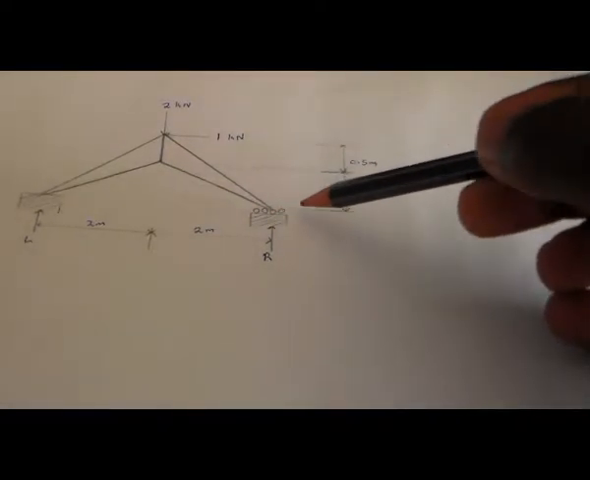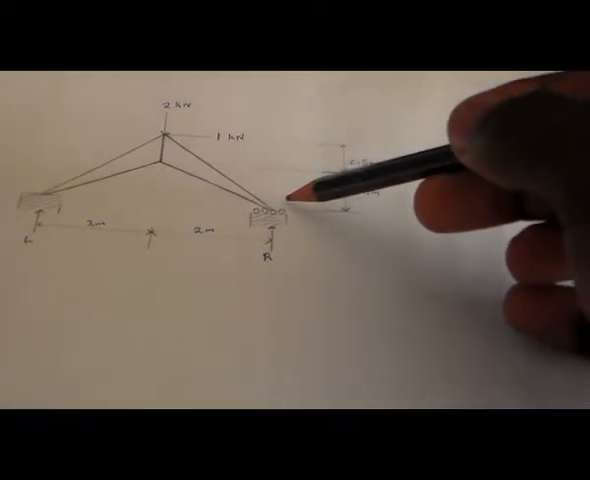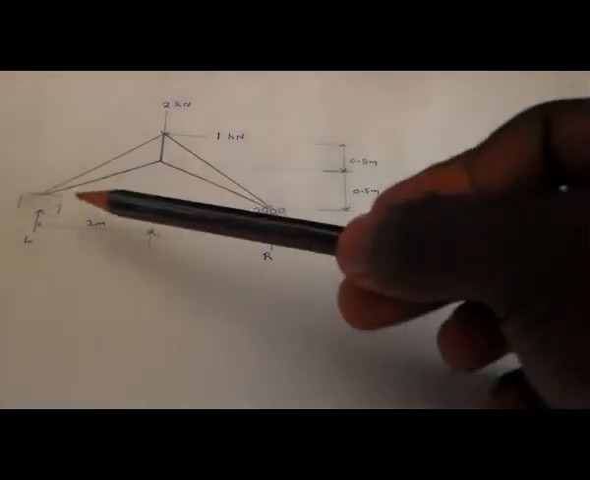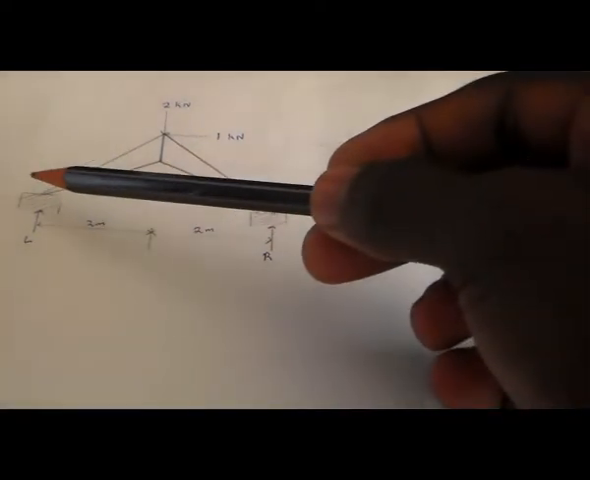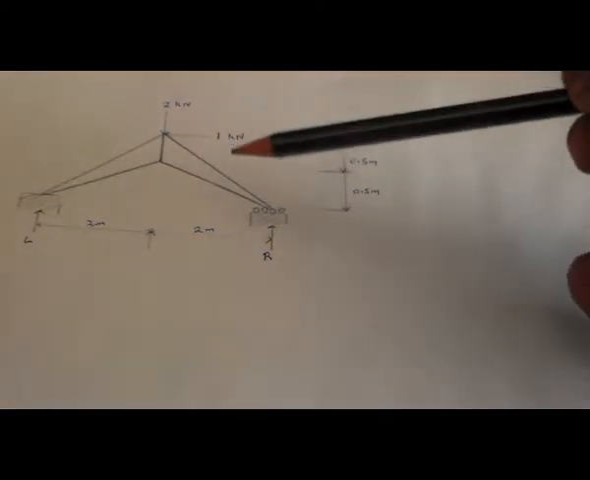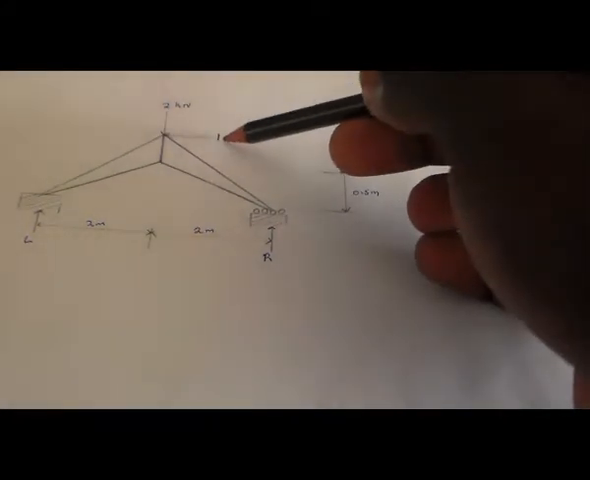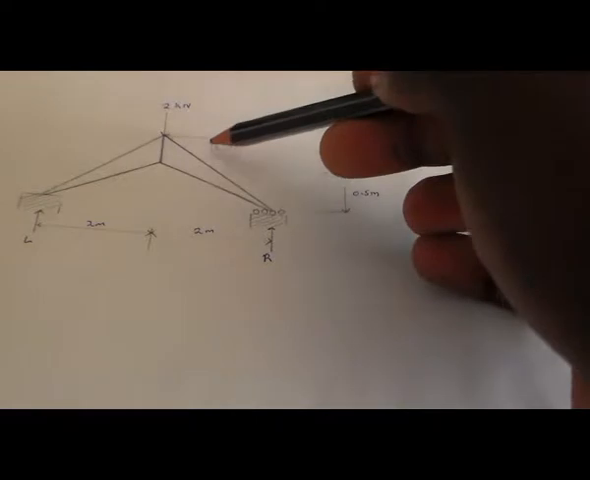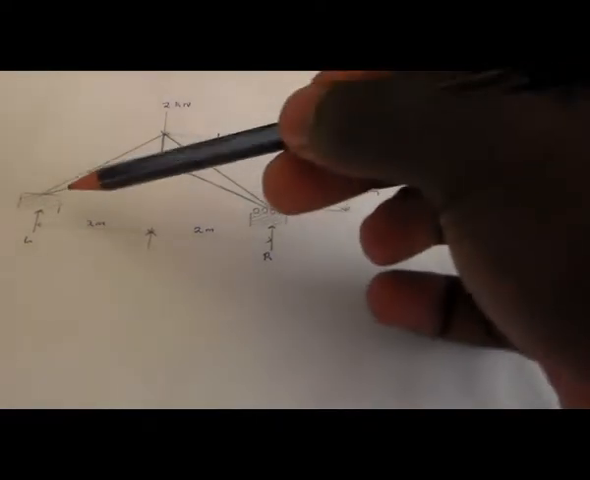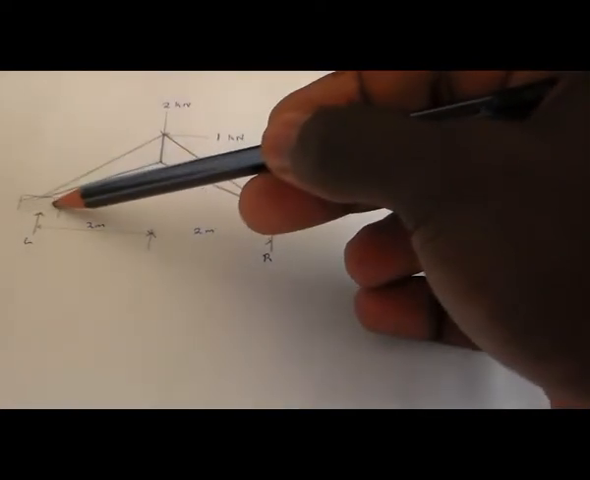The roller support doesn't support a horizontal force. If it doesn't support a horizontal force, that means all the horizontal force should be applied on the hinge side, or the fixed side, of the frame. Even in this one, we have a horizontal force of 1 kilonewton, and this 1 kilonewton should be balanced by a force on the hinge side, or the fixed side.